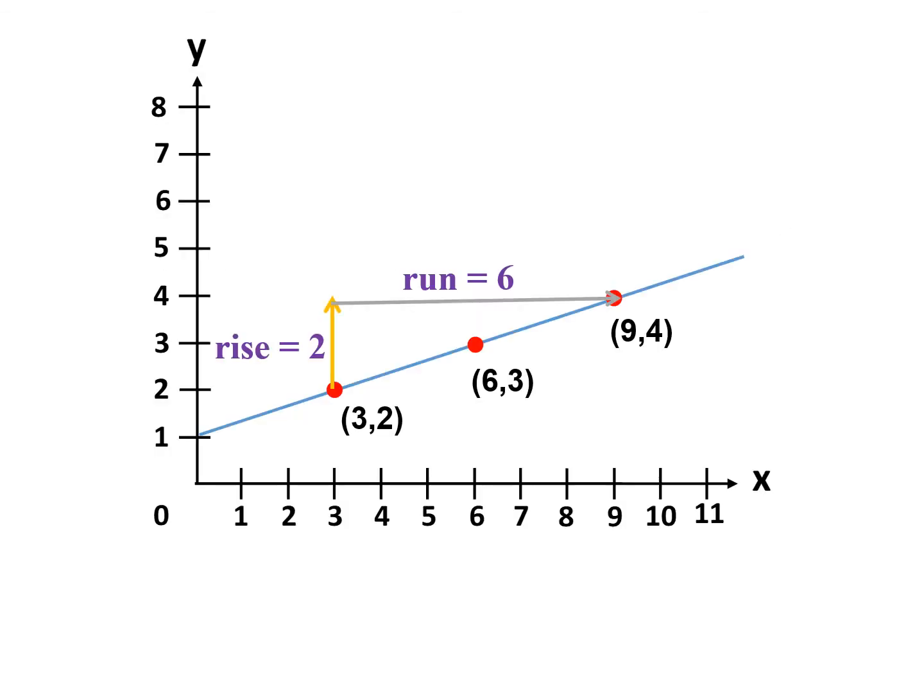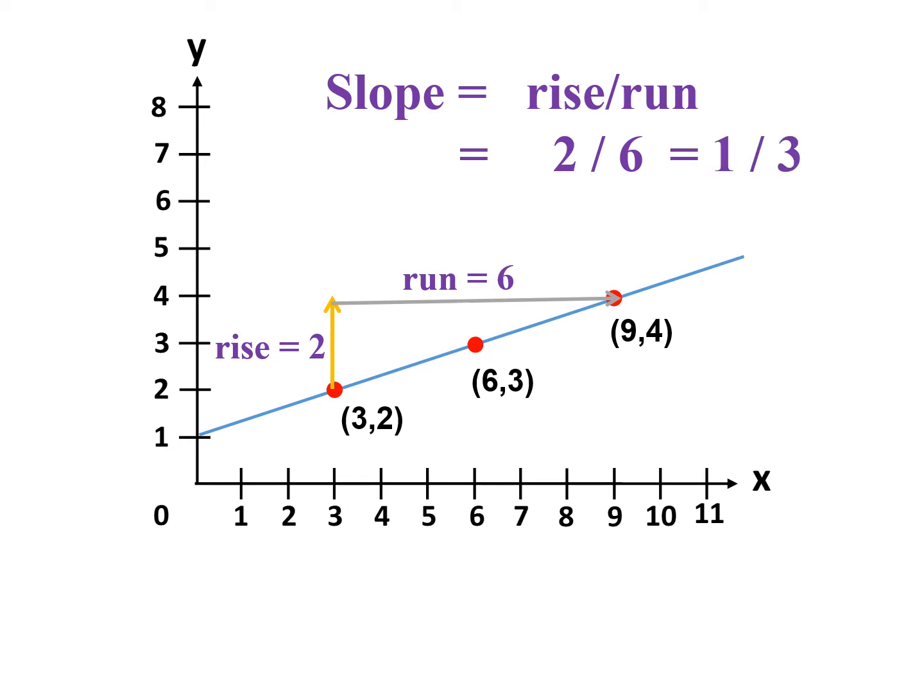So now we know that the rise is 2 and the run is 6 as the ant travels between these 2 points. And we know that slope is equal to the rise divided by the run. So for this example here, the slope is equal to 2 divided by 6. And after simplifying this fraction, 2 divided by 6 is equal to 1 divided by 3, or 1/3. That's exactly the same slope we got before using those two other points.